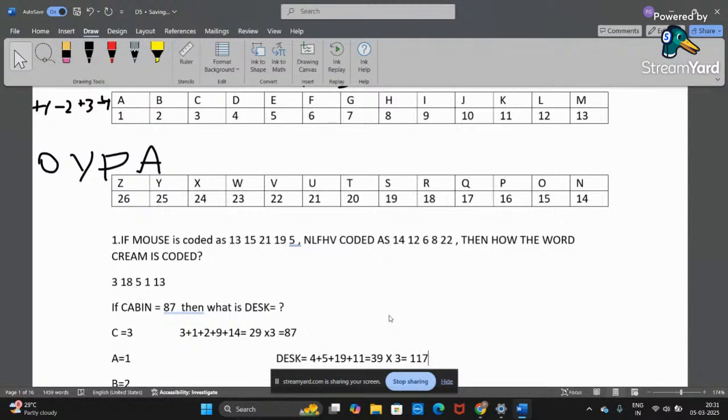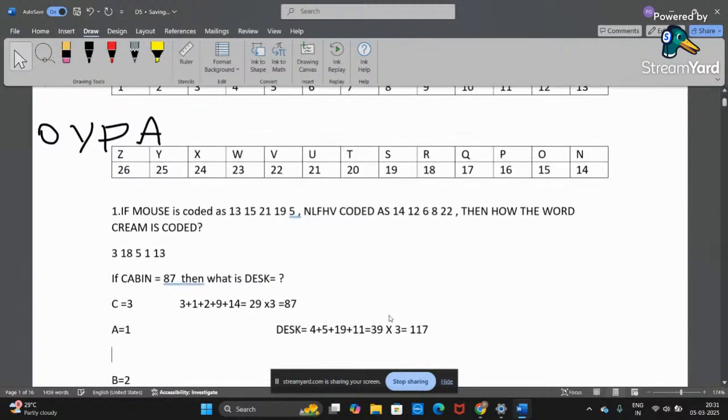This is the answer. We'll try to solve one more problem on this because coding and decoding problems are very important.